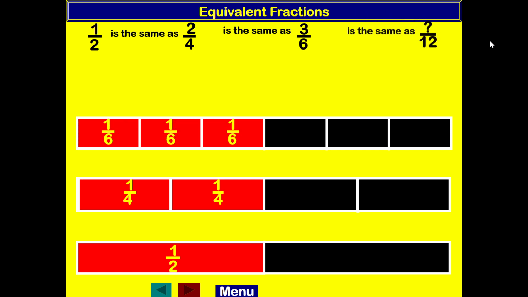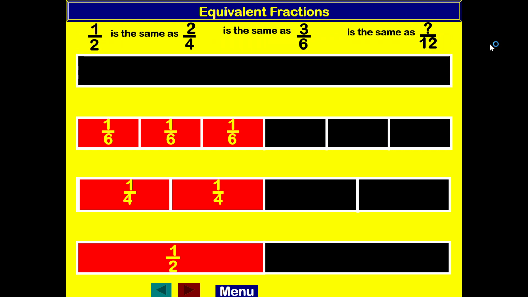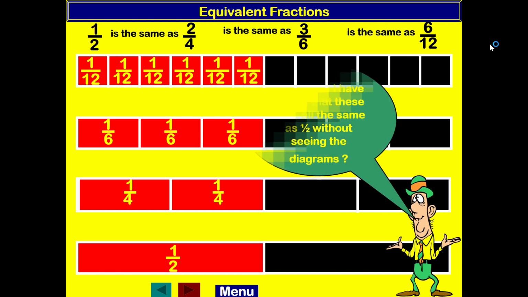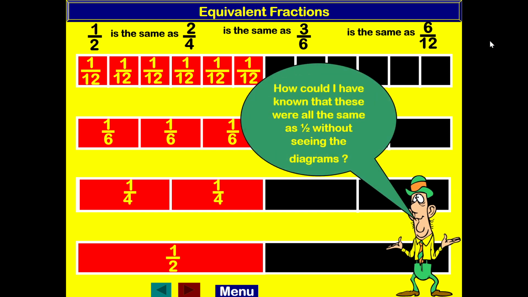We will also consider the same size box again, and this time we divide it into 12 equal portions. So that half will be equal to 6/12. How could I have known that these were all the same as half without seeing the diagrams?